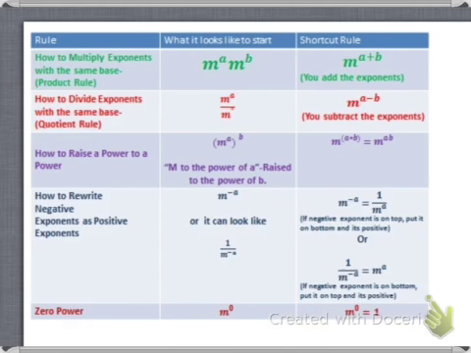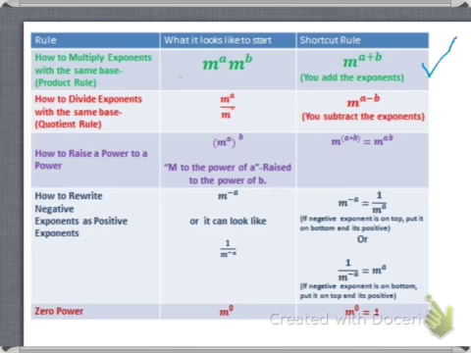If you look at this next page, you see that we have some different rules, and the rule we're going to use on top is how to multiply exponents with the same base, and I'm just calling that the product rule. So if you have problems that have the same base but different exponents, we can do the shortcut. We can multiply them quicker by adding the exponents together. So that's what we're doing right there.